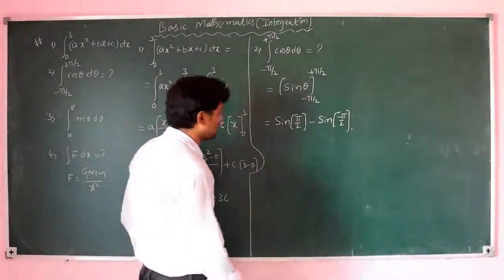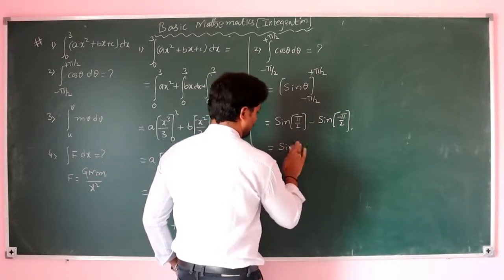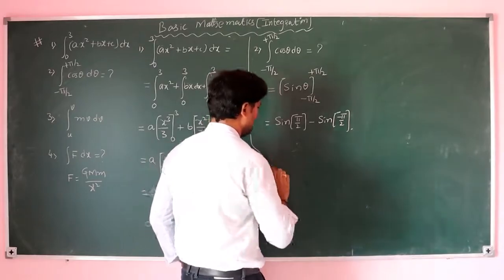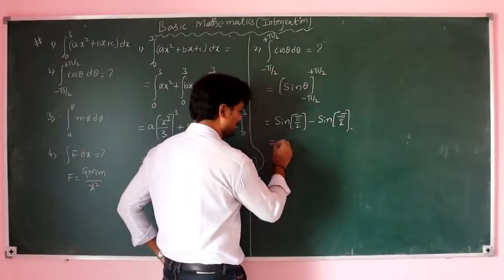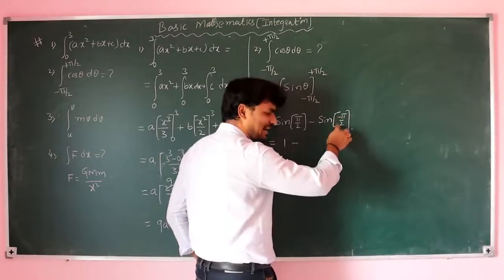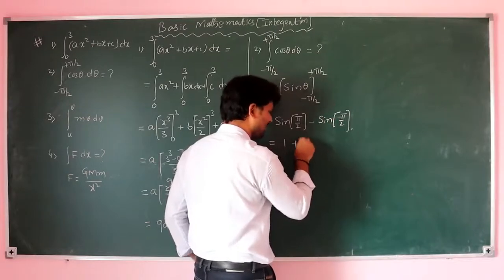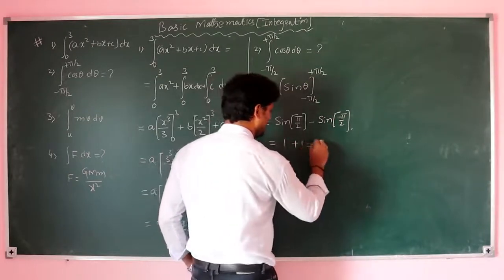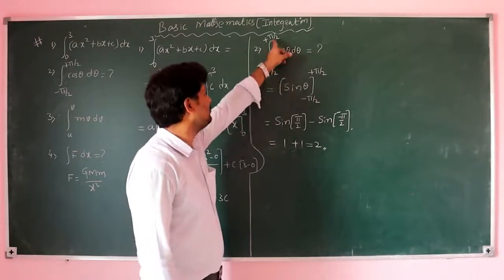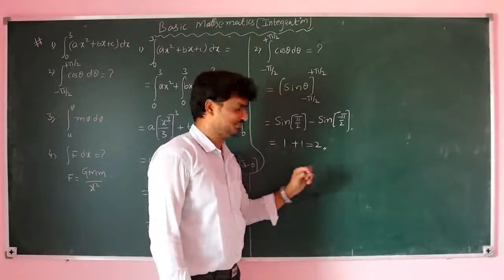So the value comes to sine pi by 2, which is 1. We know that sine of minus theta is minus sine theta, so minus of minus becomes plus, and that value is also 1. So the total value is 2. Here the integral from minus pi by 2 to plus pi by 2 of cos theta d theta is 2.